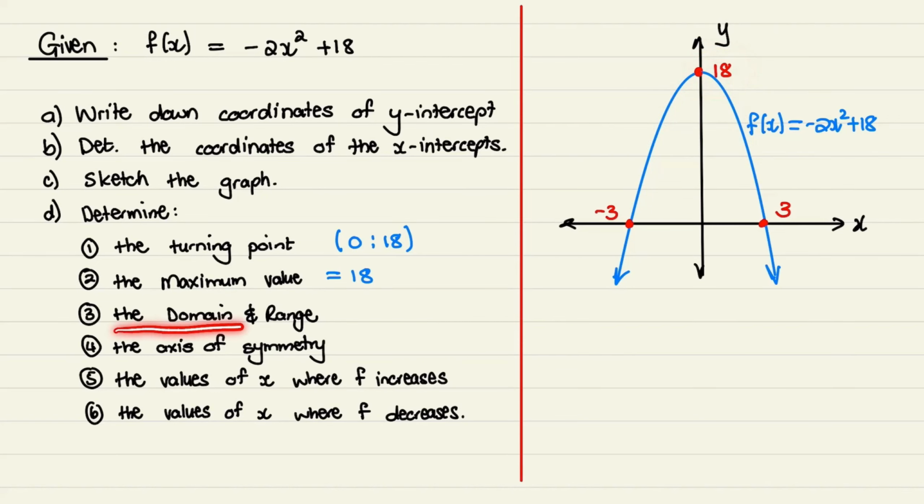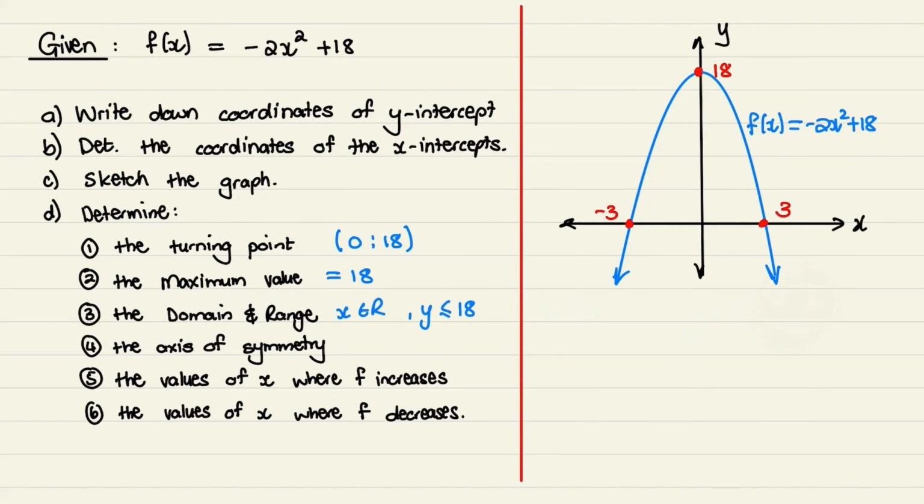Our next question is to find the domain and range. And in a previous video, I discussed at length how to find the domain and range for a quadratic function. But in short, the domain represents the x values, and the x values are all the real values of x. And we can see that y is smaller or equal to 18 everywhere on the graph. And as I mentioned, go look at that video where I explained this more fully.